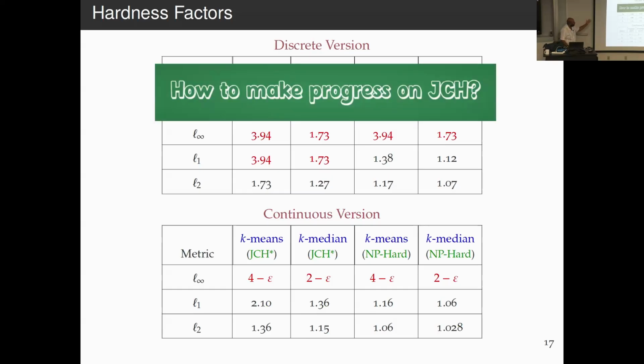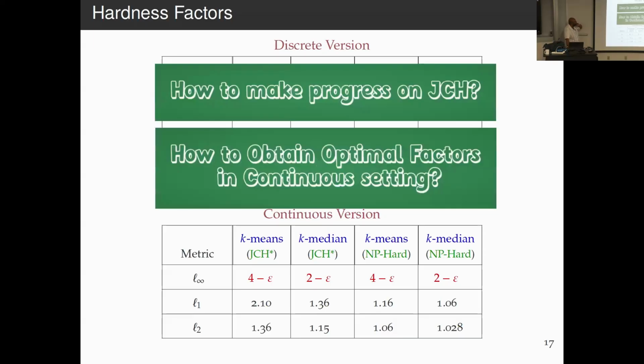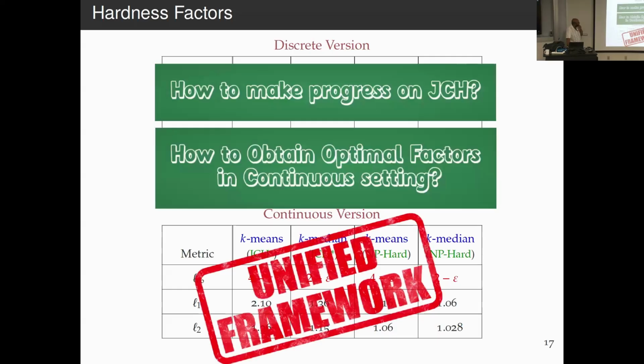So given that this is already done, the open questions are how to make progress on this hypothesis, which I haven't told you what it is yet, and how to obtain optimal factors, because this doesn't seem optimal, as I've marked. They're still strong, but not optimal. And the nice thing is all of this work builds some kind of uniform framework, and there are a lot of interconnections between the things.